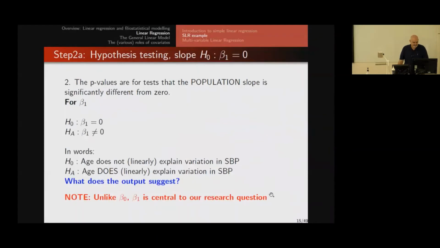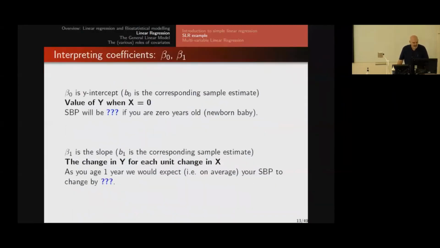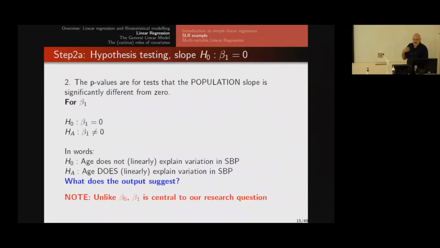Okay, so note that unlike beta 0, beta 1 is central to our research question. In other words, sorry, I'm going to skip all the way back here. Can variation in SBP be explained by variation in age? That's our research question, and the hypothesis test about beta 1 answers that question. The hypothesis test about beta 0 is irrelevant to that research question. Okay, so that was the first step.